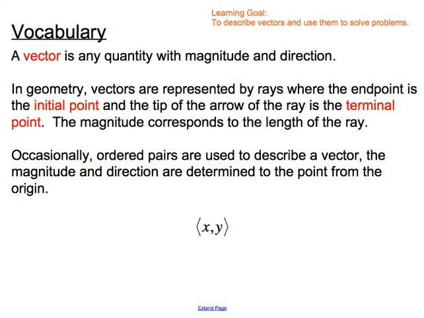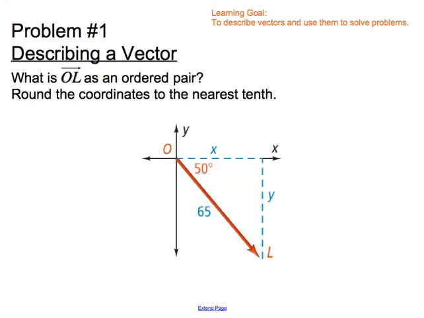Oftentimes we use ordered pairs to describe a vector. The magnitude and direction are determined to the point from the origin. A few examples of where we use vectors in real life include magnetic fields and gravity. So first, let's work a problem that asks us to describe a vector as an ordered pair.